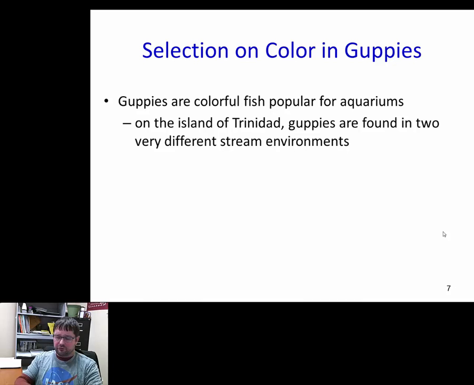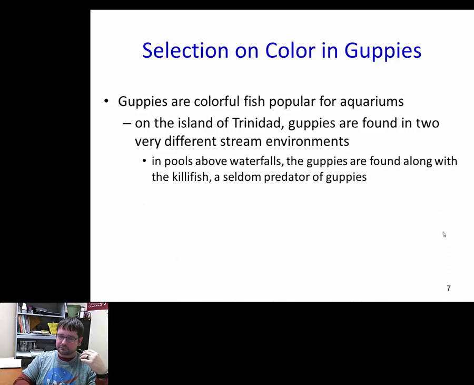But they're native to Trinidad, and they're found in a couple different types of environments, but two environments that were important for researchers like David Resnick and David Resnick's grad students, which we'll talk about some of their research here. But their idea was these guppies are found in a couple different environments.